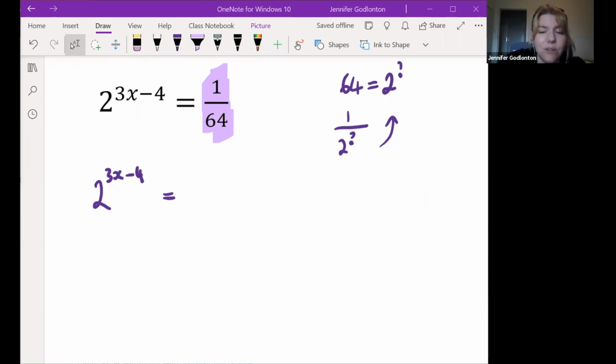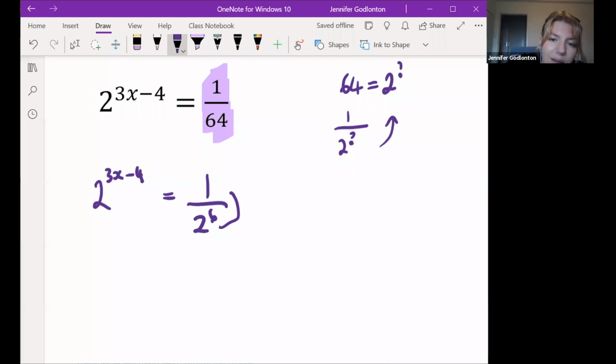Okay, I like that. So 1 over 2 to the power of 6. That's a really good start. We know that 64 is 2 to the power of 6. Awesome. Now we need to think about our exponent rules. If I move that up, what happens to that exponent? Negative. It's going to become negative, exactly.